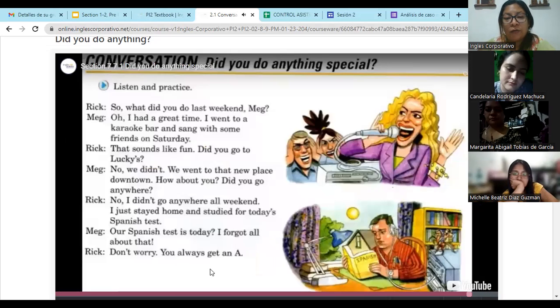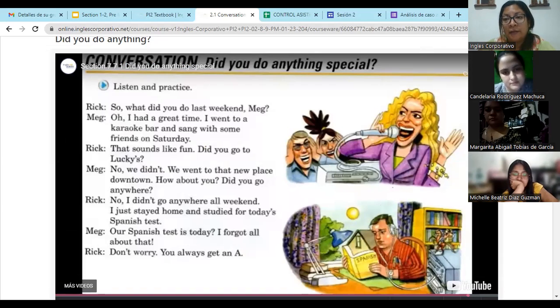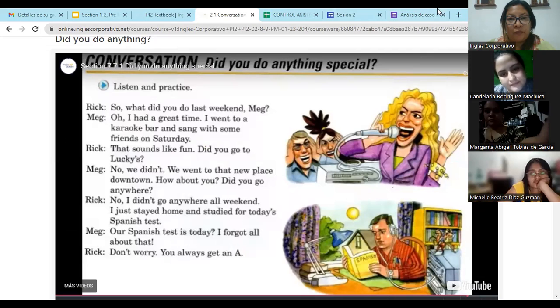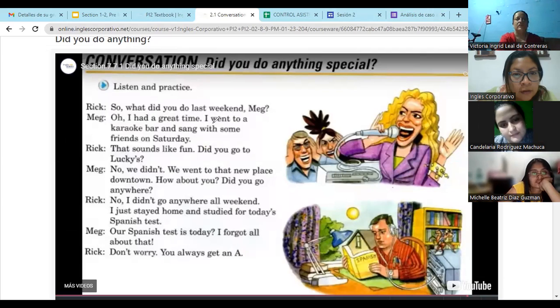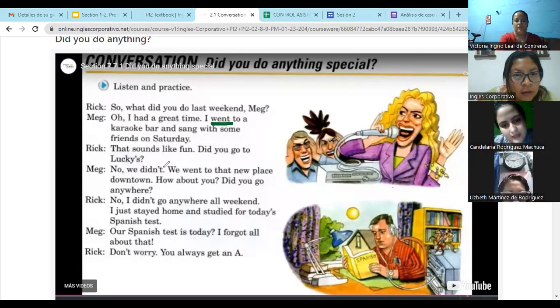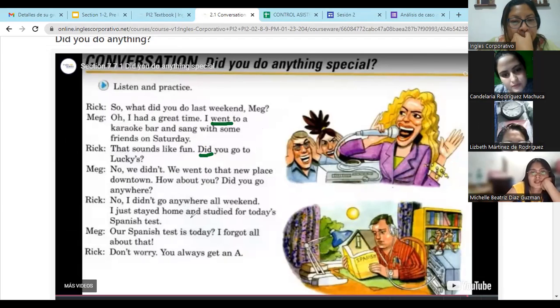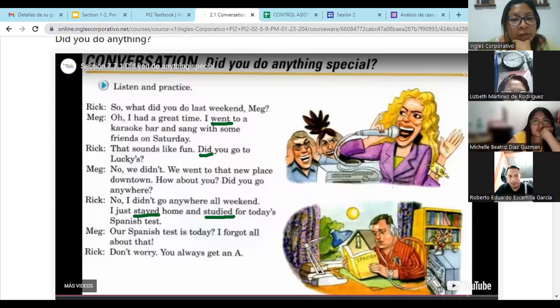Okay. Can you tell me which verbs in past did you identify? Went. Went. Did. Have. Did. Started. Forgot. Forgot. Has. Which one? Have. What is it?